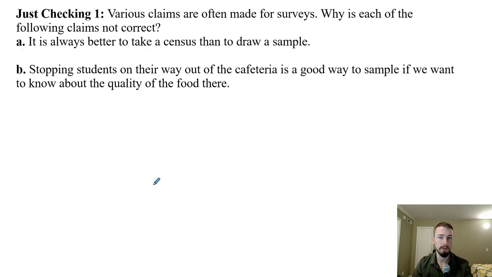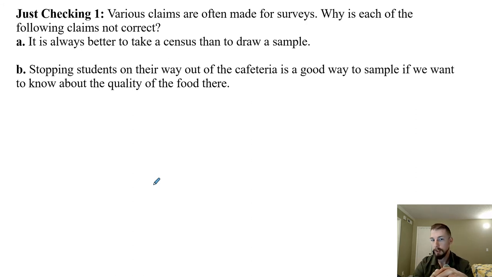Various claims often made for surveys. Why is each of the following claims not correct? We'll go through this, do it in our own time. It's always better to take a census than to draw a sample. A census is like the U.S. Census in 2020. A census is based on everyone, so that's when our sample size is everything. It's the entire population, or at least the best that we can get.